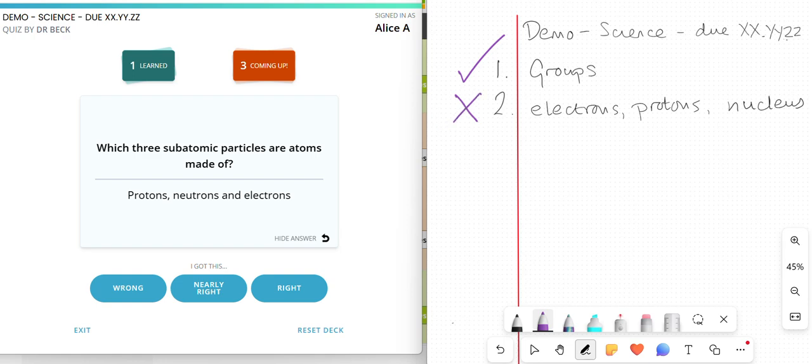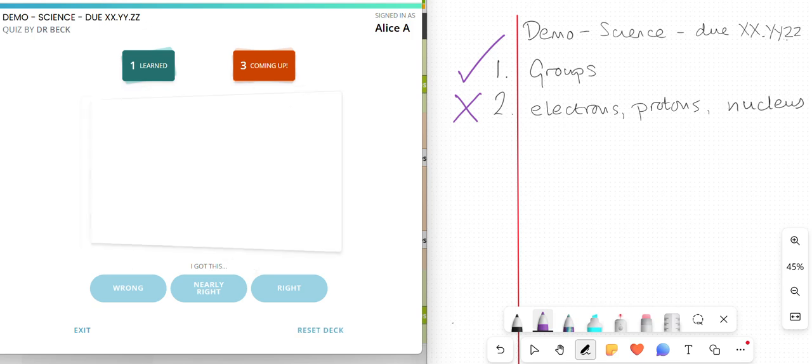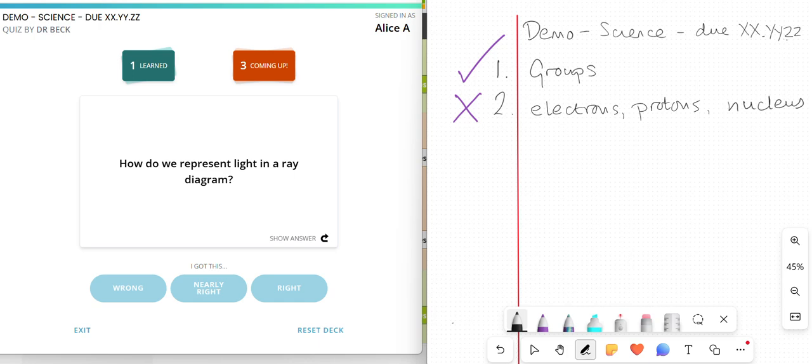I'm going to say, well, it's not right, but it's nearly right. Notice the number of learned questions is now not 2, it's still 1. It's gone back into the pack. So I now move on to the next question. That question I've just got wrong will come back again, and I've got to remember that answer next time.